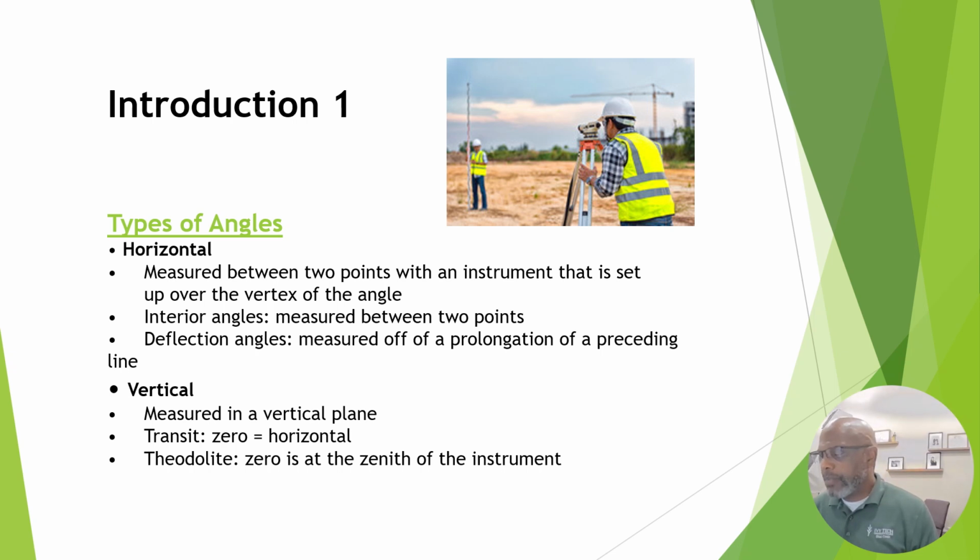So therefore, the instrument is set up on the end of a line and is sighted back into that line. The scope is then plunged in the opposite direction and the line is extended. If the angle is turned off of this extended line, it is called a deflection angle. This type of angle is used quite often in route construction applications where angles off the straight line are measured.